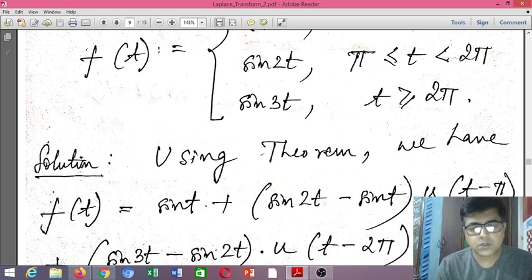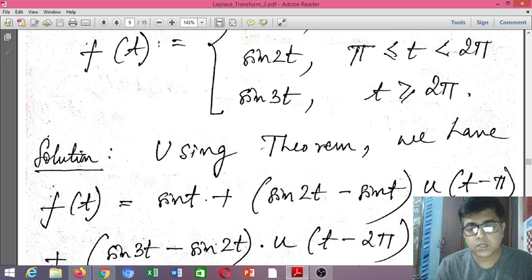So I'm using that theorem. You should state the theorem whenever you're writing this answer in a particular exam. It's always good to mention the theorems and properties which you're using over here. So if you use that theorem, we can write f(t) as equal to sin t plus sin 2t minus sin t. You see, I wrote over there f2(t) minus f1(t), into u(t minus a1). It was a1 over there, so here in this case it is pi, so u(t minus pi).